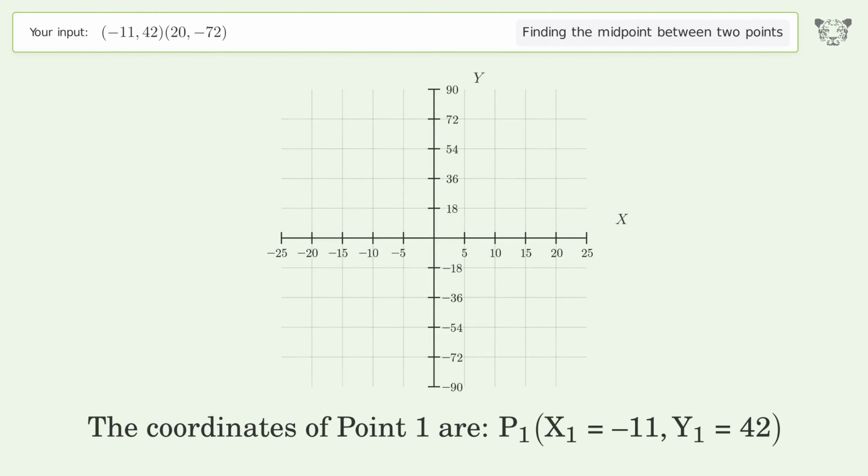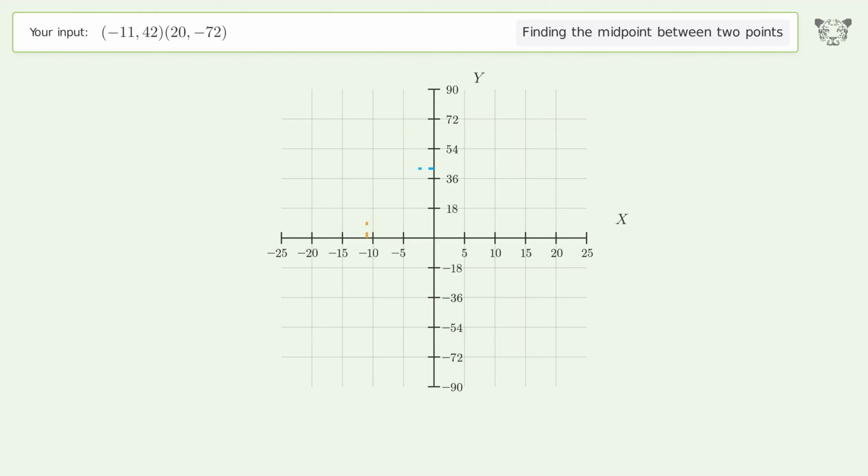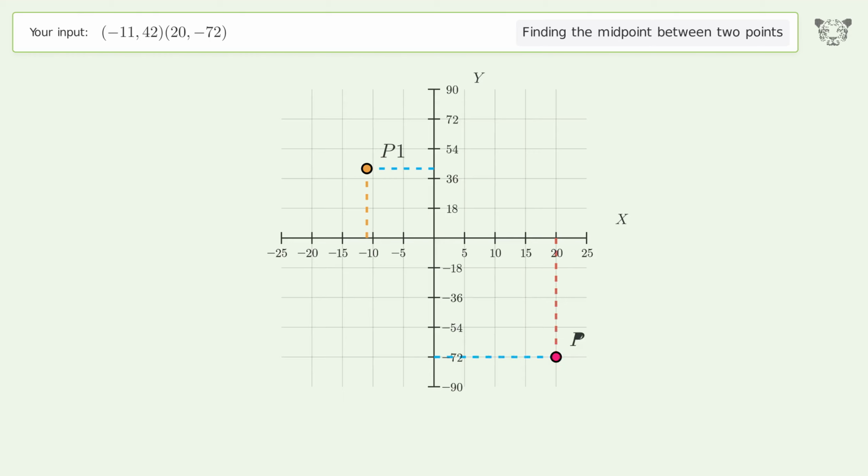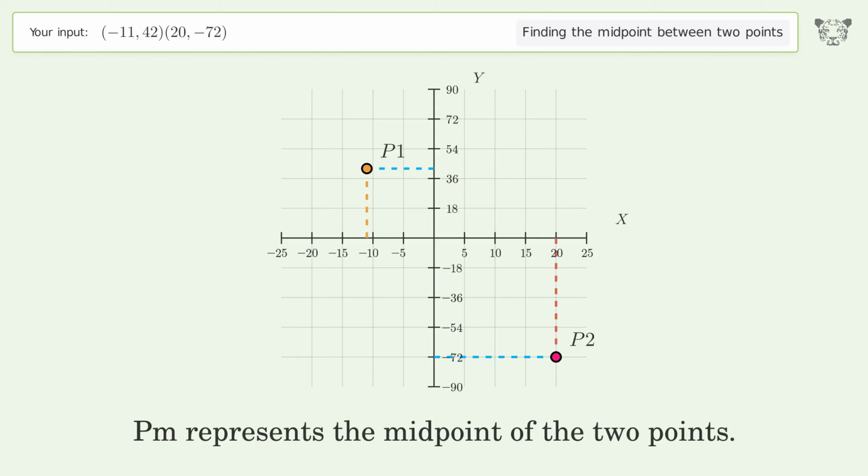The coordinates of point 1 are, x1 equals -11, y1 equals 42. The coordinates of point 2 are, x2 equals 20, y2 equals -72. PM represents the midpoint of the 2 points.